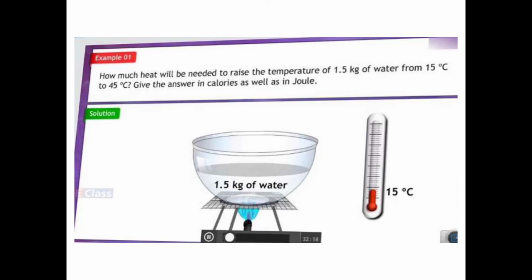Let us solve the sum. It is having the mass as 1.5 kg, that is 1500 grams. We have to convert it into grams, right? The water from 15 degrees Celsius to 45 degrees Celsius. So how much heat is required? You have to count it in the calories also and in the joules also.